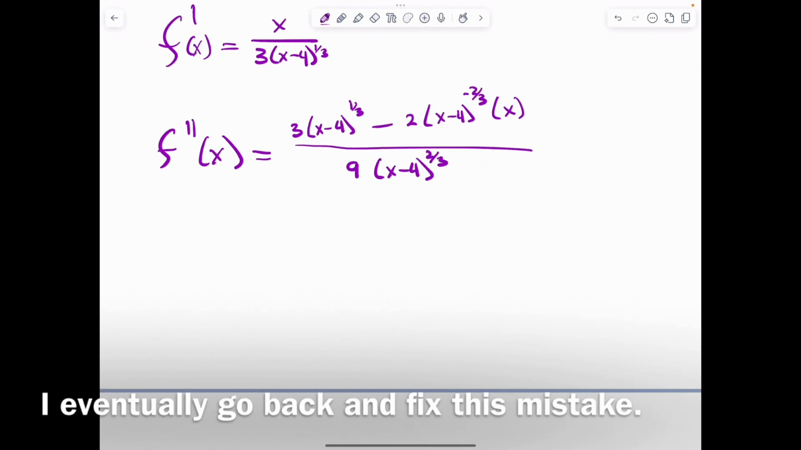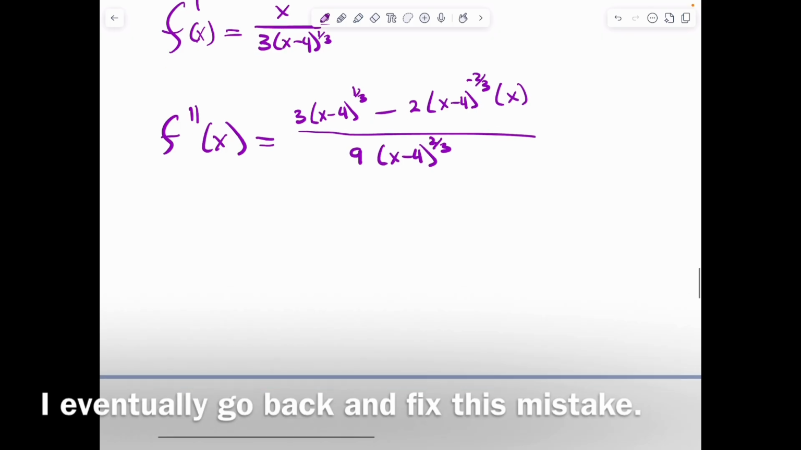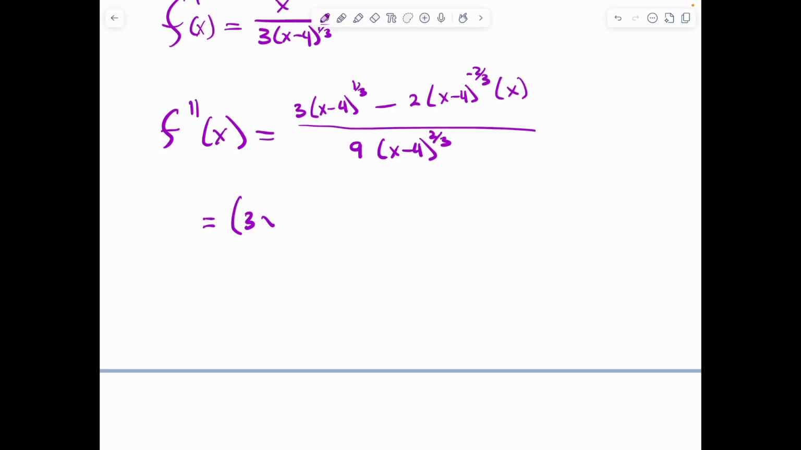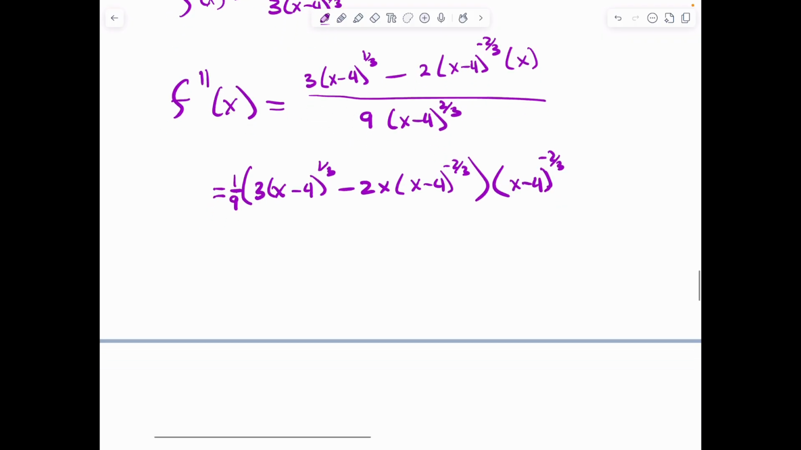I'm going to just rewrite this like this: 3 times x minus 4 to the 1/3, minus 2x times x minus 4 to the negative 2/3, times 1/9. So the 9 gets taken care of. Now I'll just distribute this across.